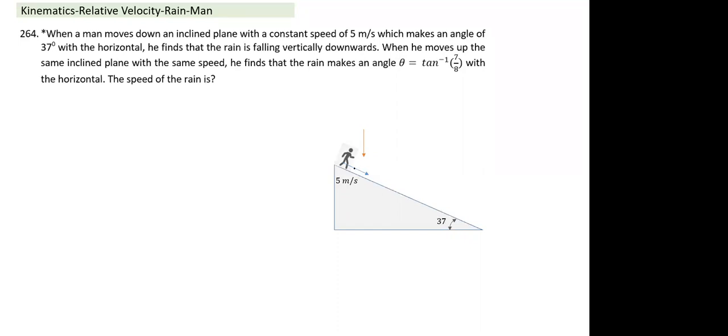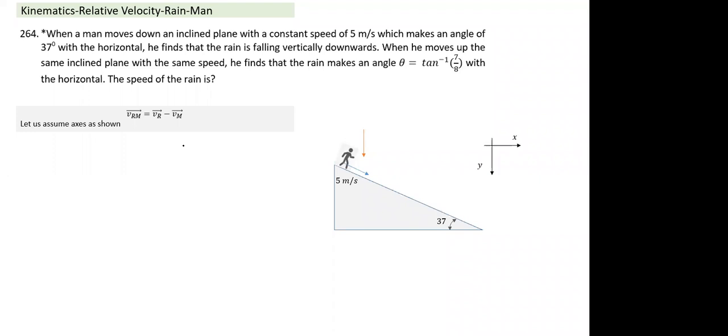So what is the direction of the man? He's moving down, and rain is falling vertically. He finds the rain is falling vertically downwards. Is it the real speed of the rain or the apparent speed of the rain? Of course, a moving person finds it, so VRM is vertically downwards in the first case. So let's convert it into the form of vector values. VRM is equal to VR minus VM.